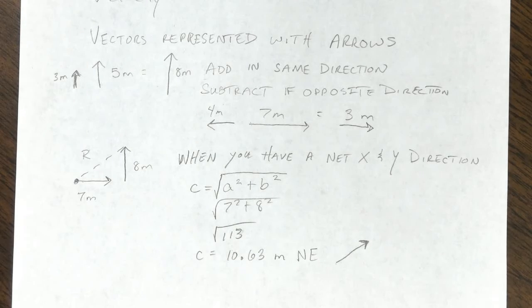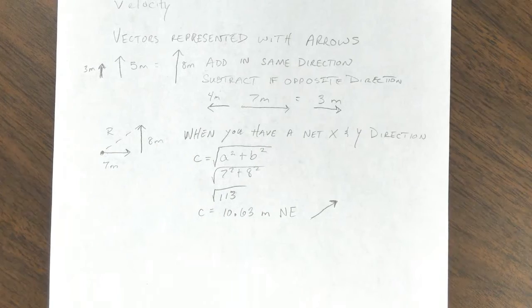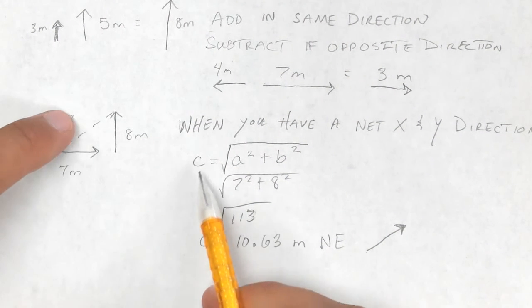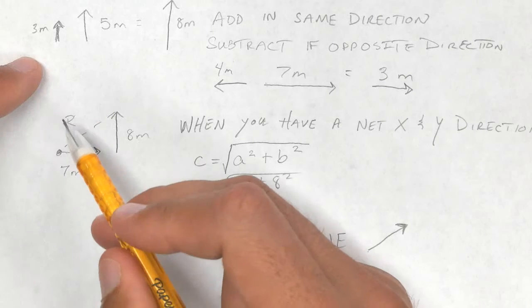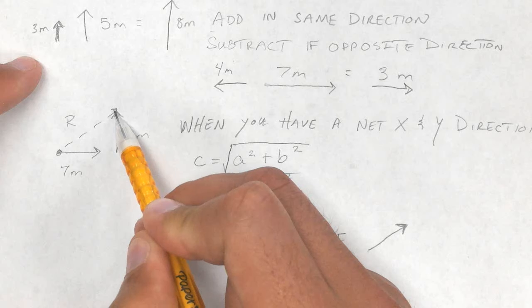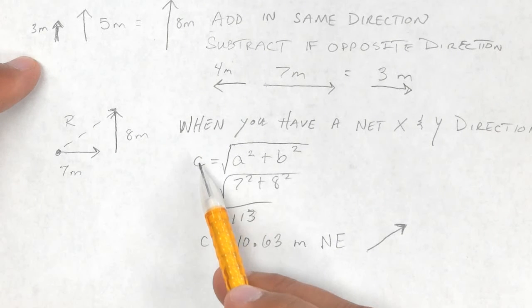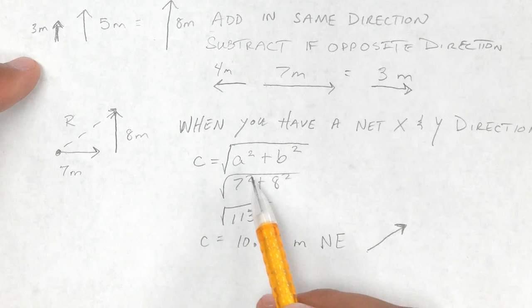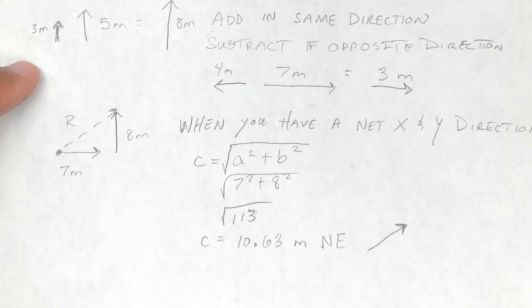It doesn't matter which is A or which is B in the equation. The resultant vector here, from this starting position to the final position, is basically letter C. This is the equation that we know. So I'm just going to put 7 squared plus 8 squared. You type that into a calculator, and you come out with 113.